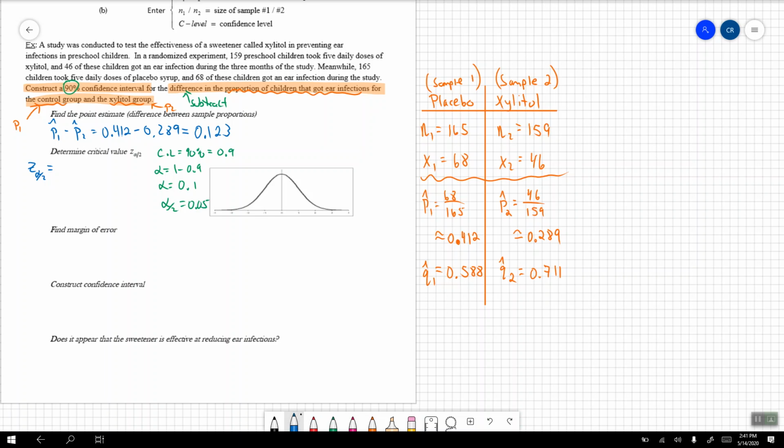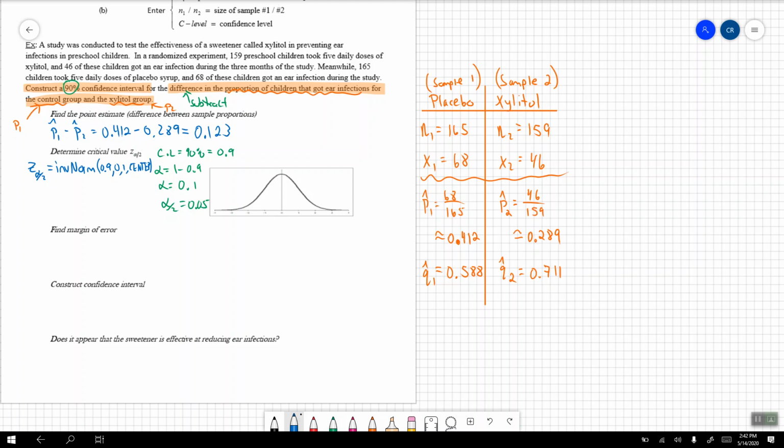So let's keep going. Now what I'm going to do here is find this inverse norm. I need the area. I'm actually going to use the area on my calculator. Because this is a two-tail, I'll use 0.901, and then I'm going to use center.